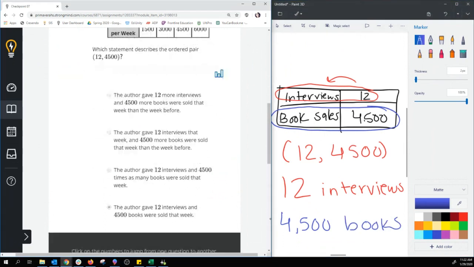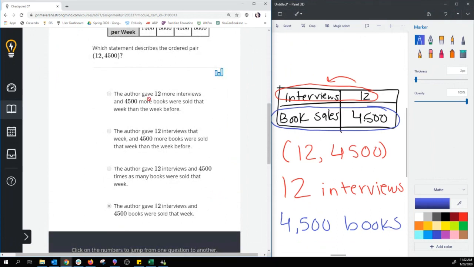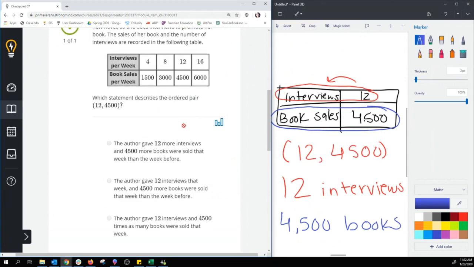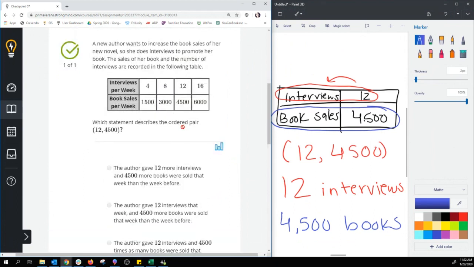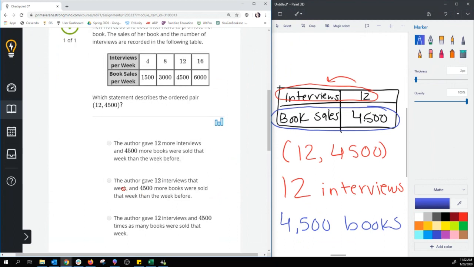So if I look at these answer choices, this first one says the author gave 12 more interviews and 4,500 more books were sold that week than the week before. This does not make sense because I have no baseline. Like I have no, the first week she did this many interviews and sold this many books. So because of the wording of this, it doesn't make sense. The second one says that the author gave 12 interviews that week and 4,500 more books were sold than the week before. Again, I don't know how many books were sold the week before, so this one also doesn't work.